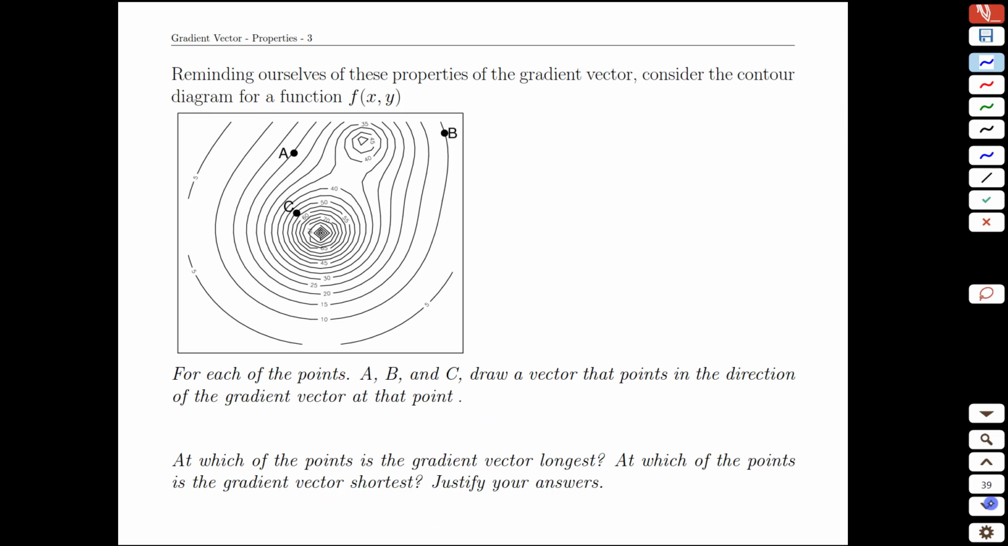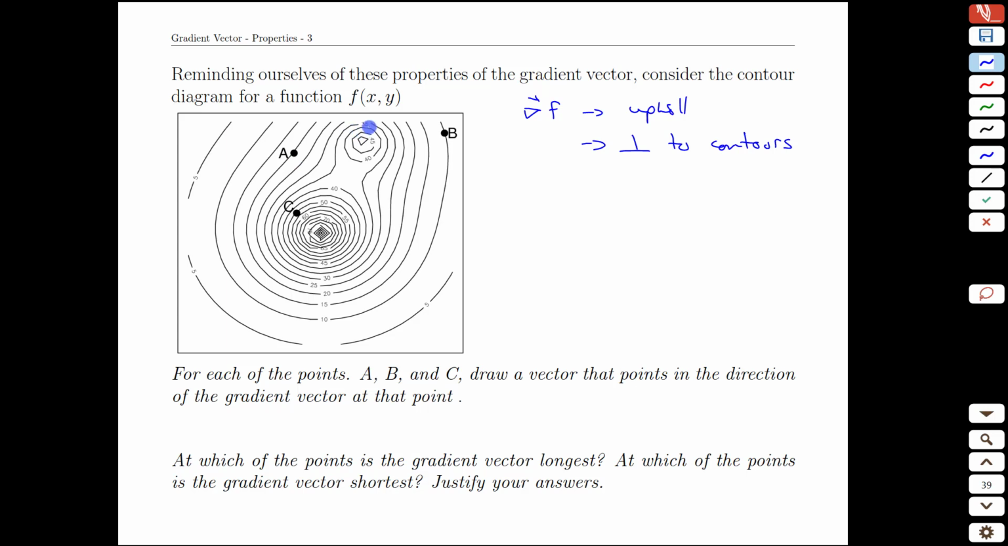Let's see if we can connect that to this contour diagram here, a little more involved than the linear ones we've worked with already. For each of the points a, b, and c, draw a vector that points in the direction of the gradient vector at that point. And the key things that we use for this are the gradient vectors point uphill, and they point perpendicular to the contours. With those two pieces of information, there's only one vector you can draw in every case.